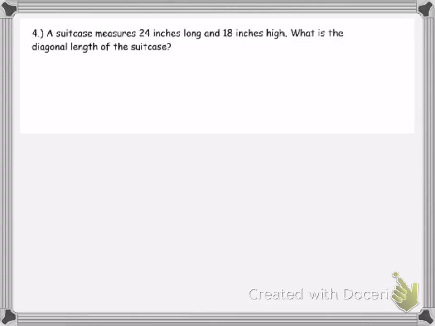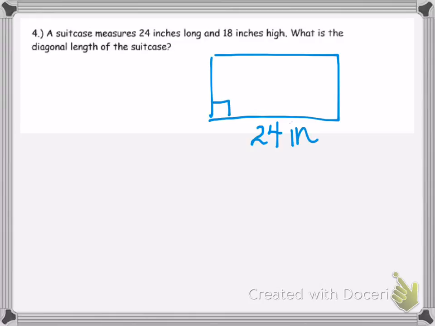Another real-life situation involves a rectangle, and this one we're told that a suitcase measures 24 inches long and 18 inches high. What is the diagonal length of the suitcase? The first thing you're always going to want to do is draw a picture when you're not provided one. So here's my suitcase, and I know that one of the lengths of the sides is 24 inches, and one of the lengths is 18 inches.